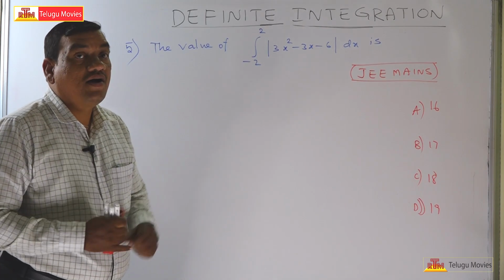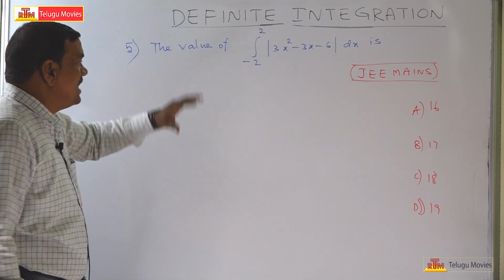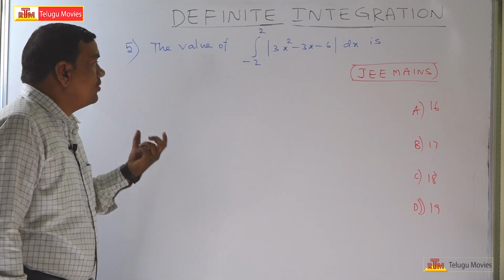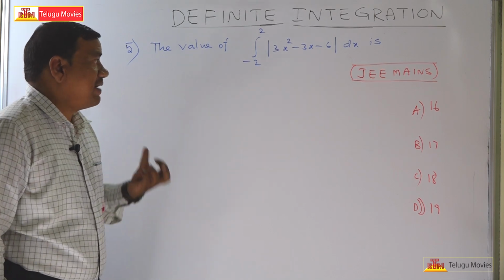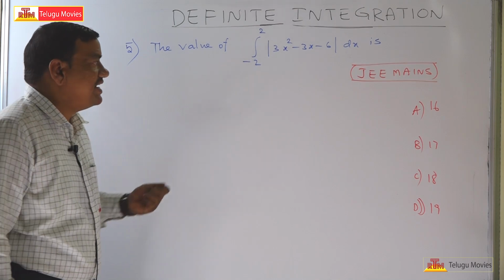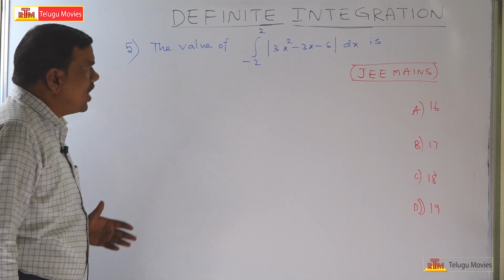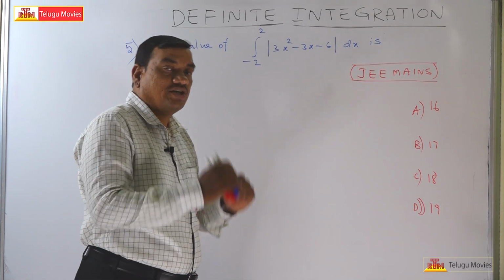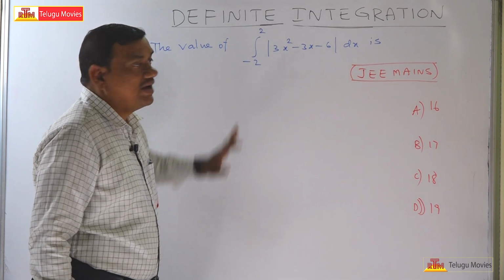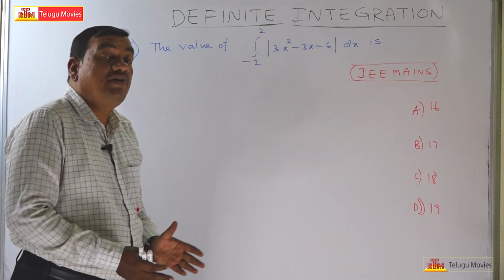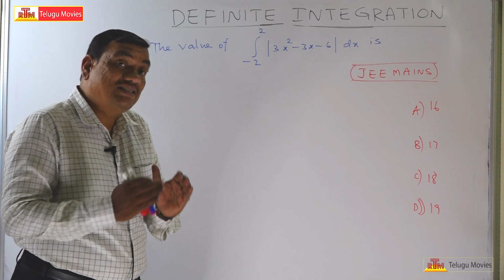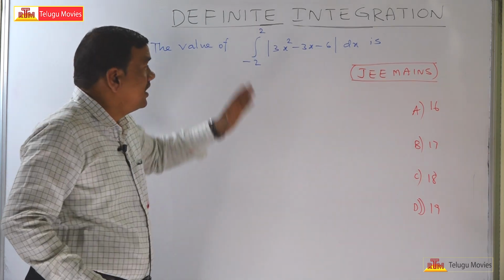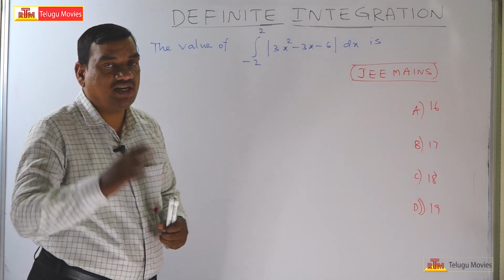Dear students, welcome to this problem. The value of the integral from minus 2 to 2 of modulus of 3x square minus 3x minus 6. So, it is also one of the JEE Mains examination questions. Already told that, whenever this modulus function or step function is there, then you have to divide this interval. Why? Because their behavior will change in each subinterval. That means from minus 2 to minus 1, its behavior will change, and from minus 1 to 2, its behavior will change. Then how will it change?